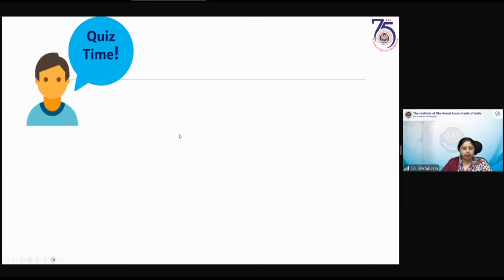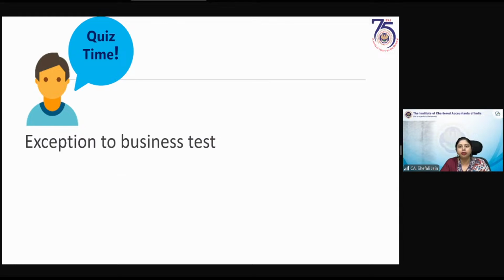Now we come to the next point. What is the exception to the business test? First, we'll see the exception to the business test, that even if a transaction or activity is not in course or furtherance of business, still you can classify it as supply, or you can consider it will amount to supply. Now, what is that particular transaction? So, exception to the business test. I hope you got the question, that even if an activity or transaction or a supply is not in course or furtherance of business, we will still consider it to be a supply under GST. Okay.